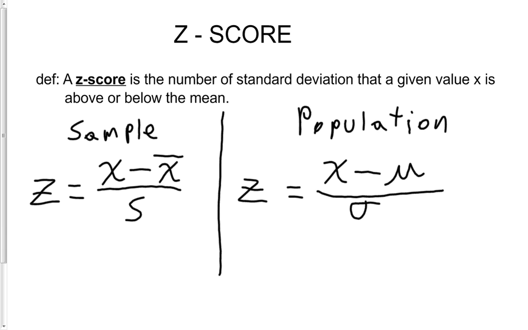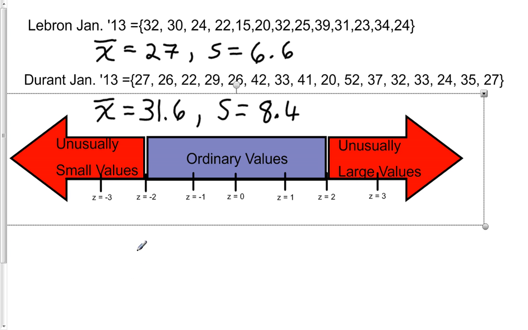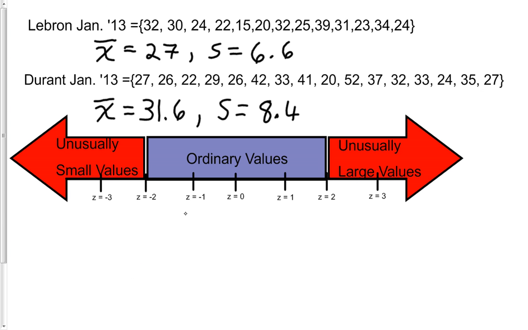All right. So what I have is these data sets, which are basically point totals for LeBron James and Kevin Durant in January of 2013. The scale that I have here shows z-scores from -2 to +2, which are what we consider to be ordinary values. So any z-score between -2 and +2, we consider that data value to be ordinary.